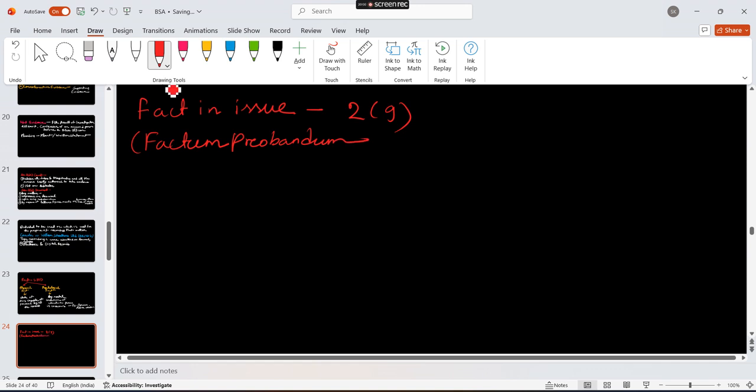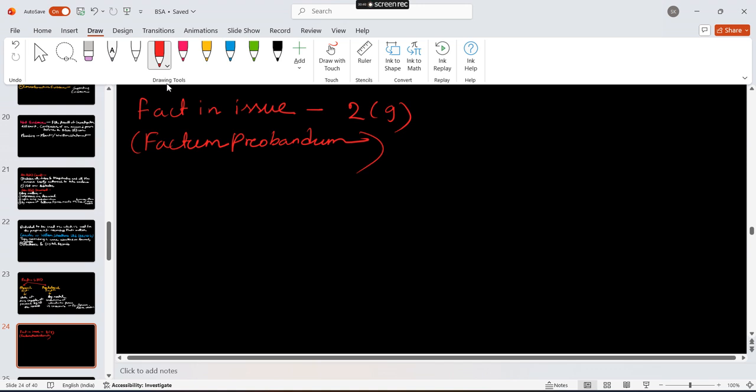So a fact in issue is basically a fact which is asserted by one party and denied by another party. Suppose I have a fight with A, and I file a case against A. I am saying that A has given the first slap, but A is saying that no, I have not given the first slap, the first slap was given by Sudipta. So a fact in issue is a fact which is asserted by one party and denied by another party.